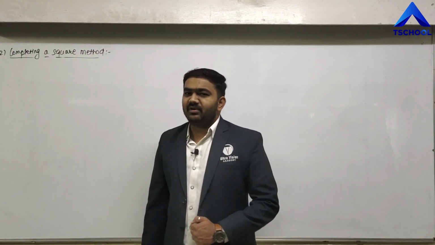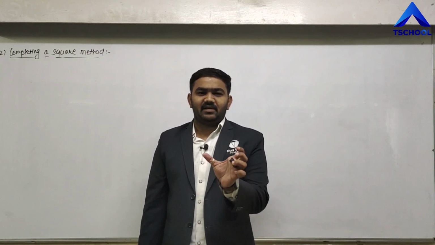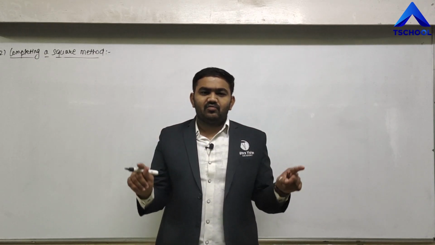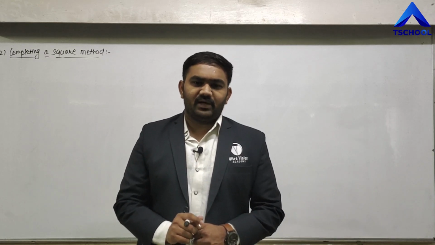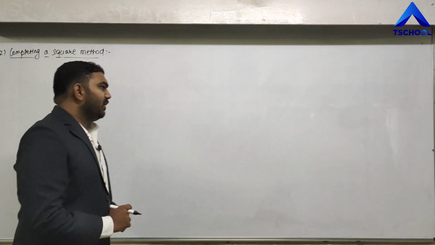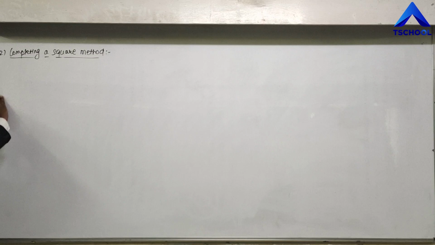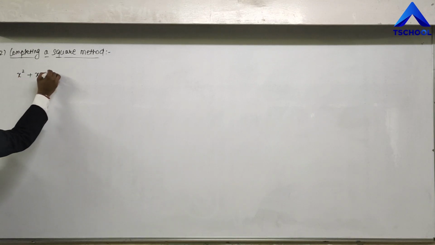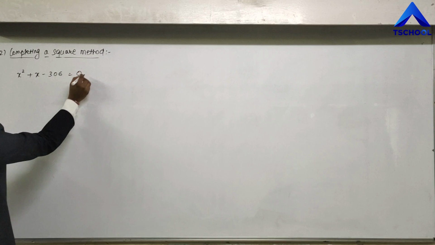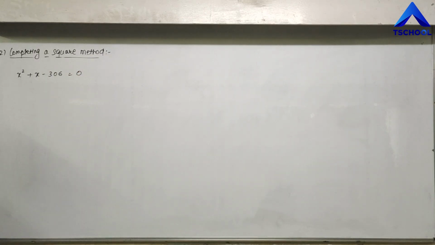By completing a square method, that means completing a square means to make the quadratic equation a perfect square, and then we are going to factorize. Like for example, if I am having an equation that is x square plus x minus 306 equal to 0. For example, I am having an equation here that is x square plus x minus 306.